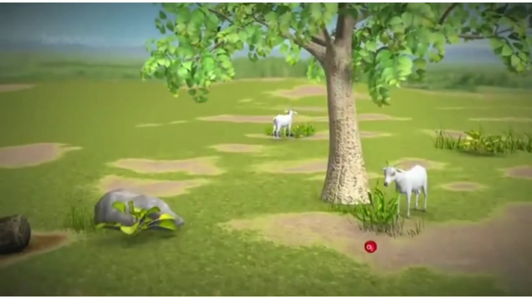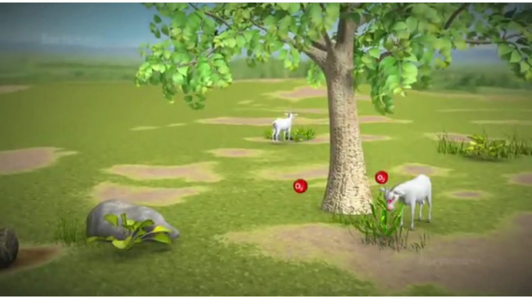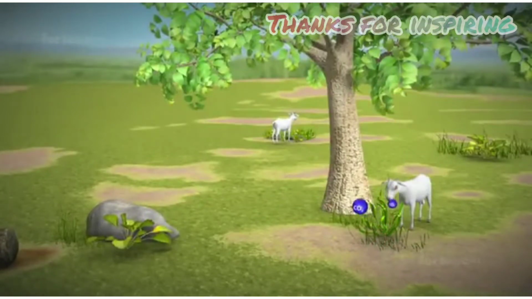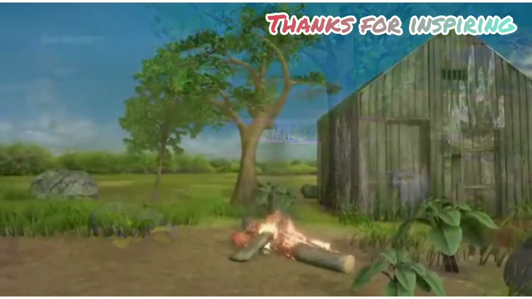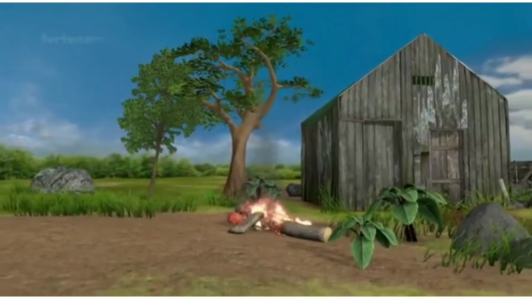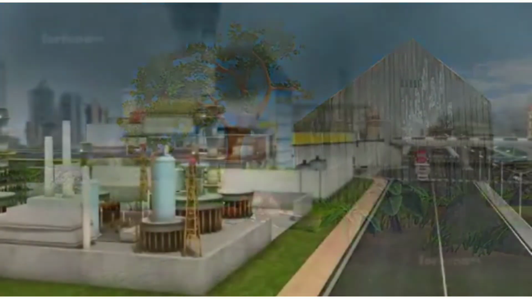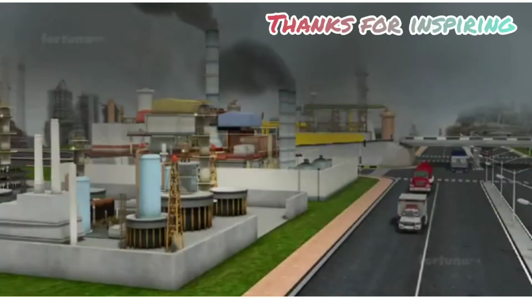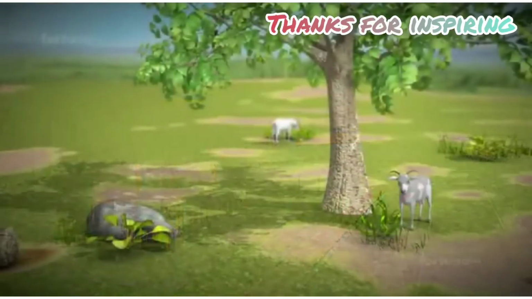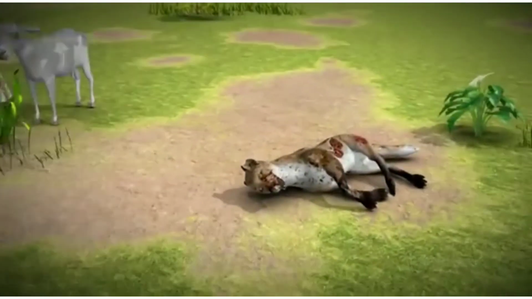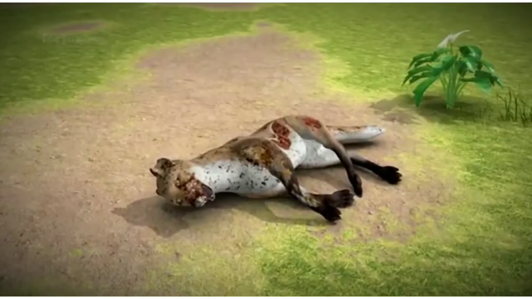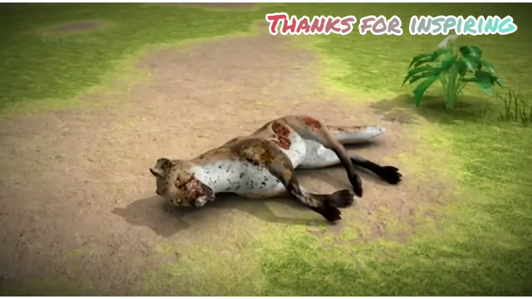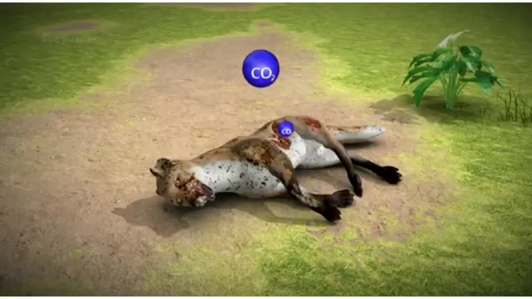The oxygen that is released by the plants will be used by the animals and plants during respiration. Burning of wood and other fuels, such as those used in vehicles, also uses oxygen. When plants and animals die, they will be decomposed by the microorganisms, such as bacteria. The process of decomposition will take up oxygen and release carbon dioxide.